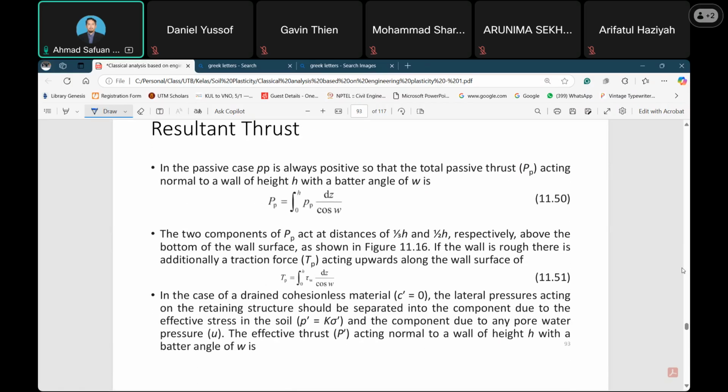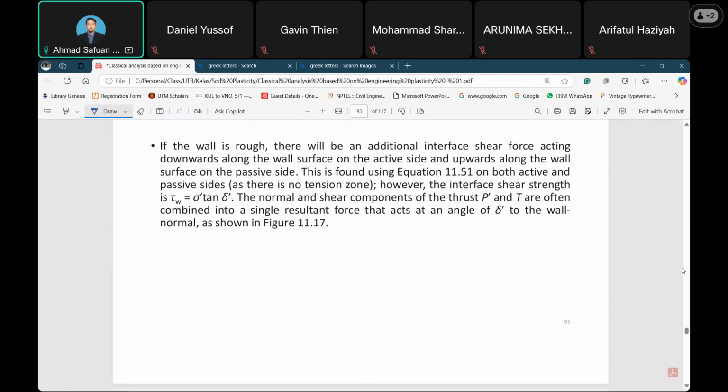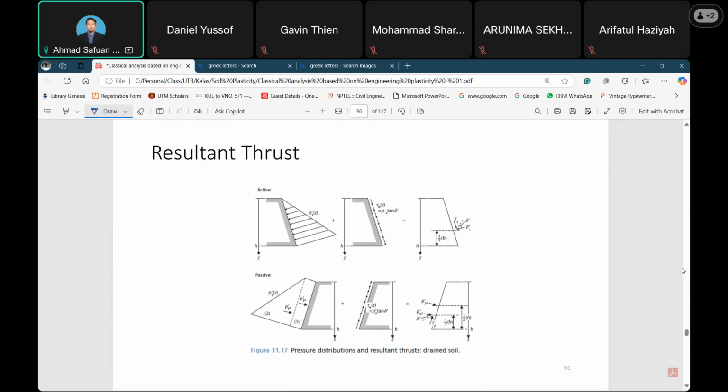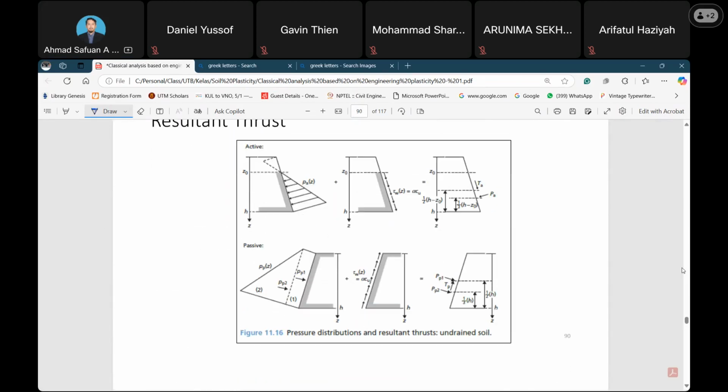So for the passive case, it's always positive, so the total thrust acting normal to the wall of height H with a batter angle of the wall W is PP dz over cos W. Okay. The two components of PP act at a distance 1/3 H and 1/3 half respectively above the bottom of the wall as shown in figure 11.16. So this is for the PP.